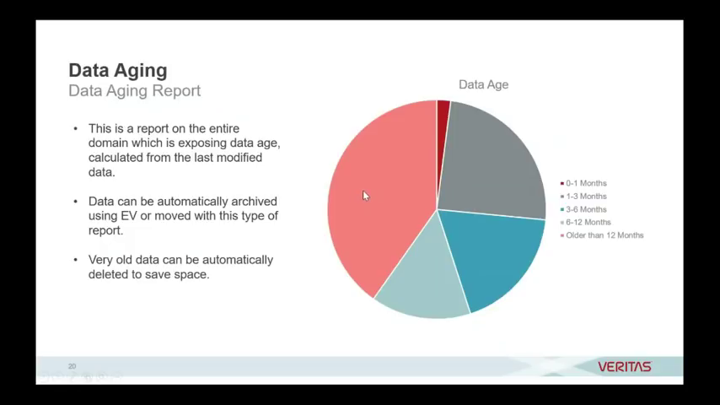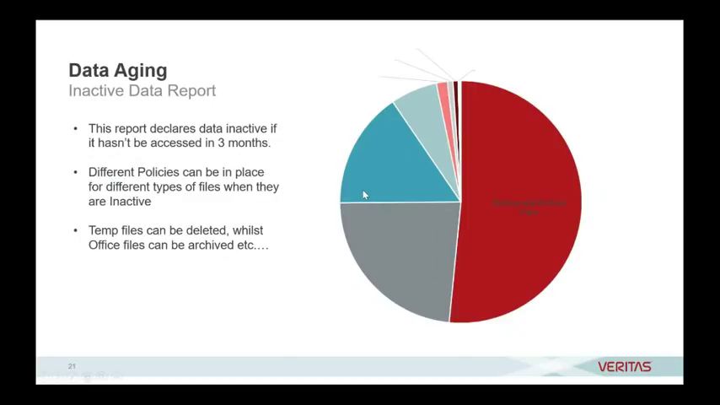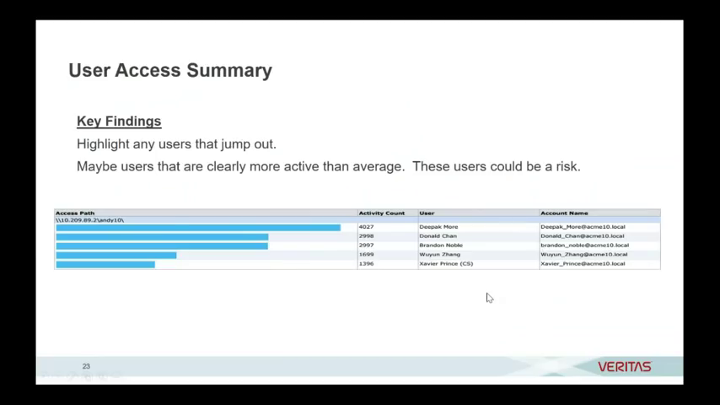We can see the age of data, inactive data, and data type as well. So a lot of the times when we run this in customers, we find a lot of, as I mentioned earlier, PSD files, and we find a lot of graphics files. And then the final report I wanted to show you here was a user access summary report as well on particular paths. Okay, as I mentioned there, these users could be a risk.